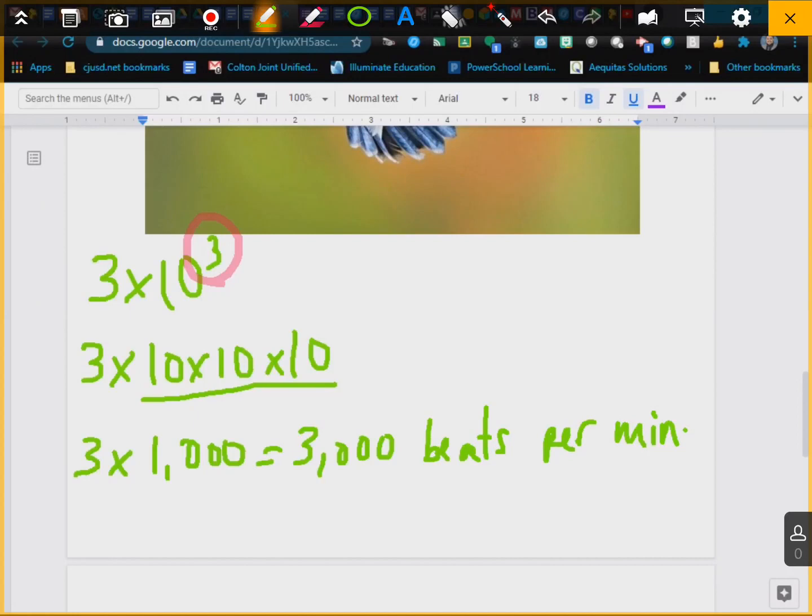Let me show you that one more time. I know that there was 3 tens. That's how I got 10 times 10 times 10. Well, I know that 10 times 10 times 10 is 1,000, because there's 3 zeros together, right? You got a 0 right here, a 0 right here, and a 0 right here. So you have 3 zeros, okay? And 3 times 1,000 is simply 3,000.